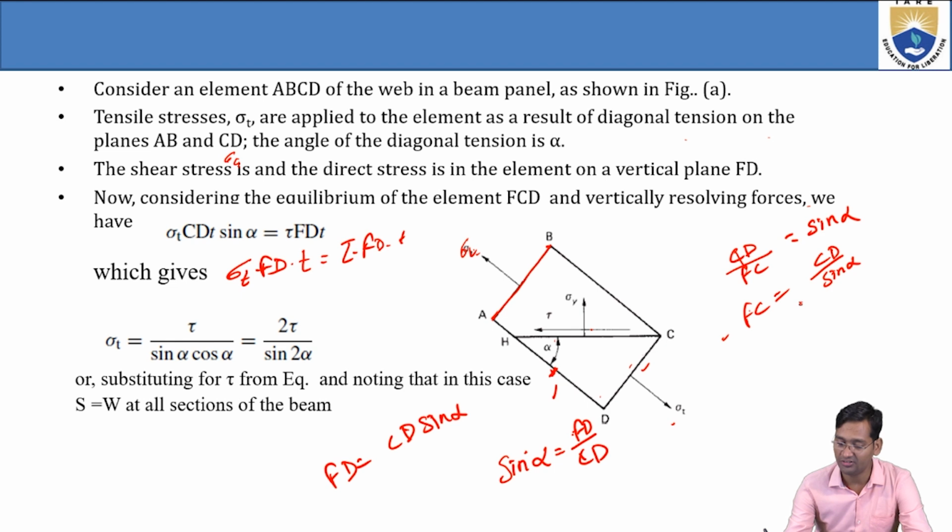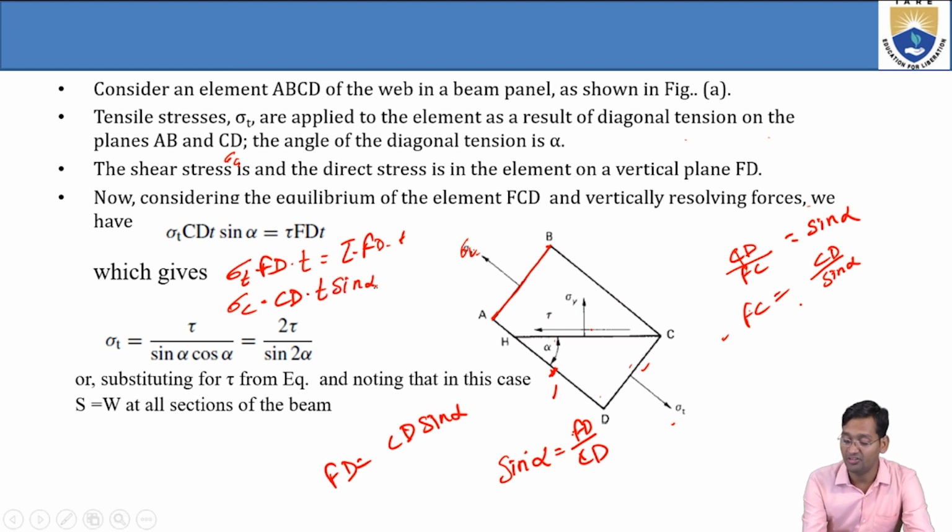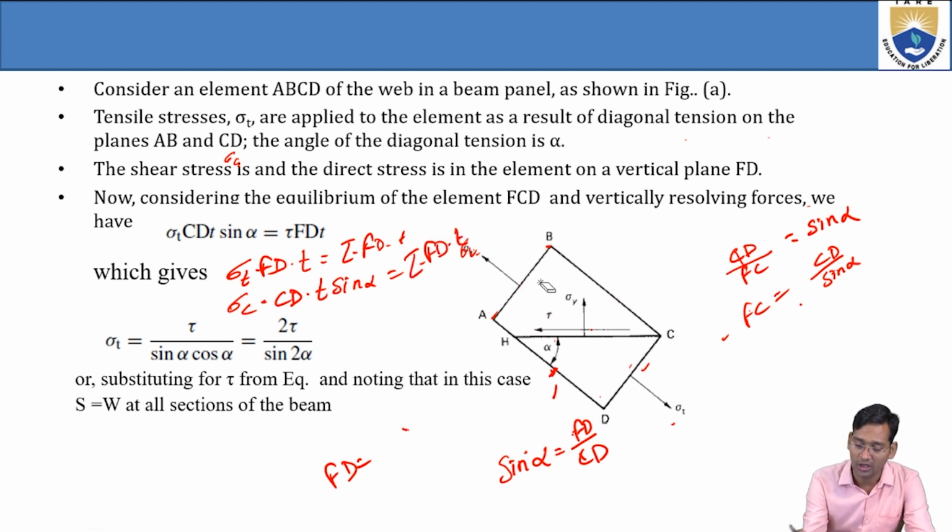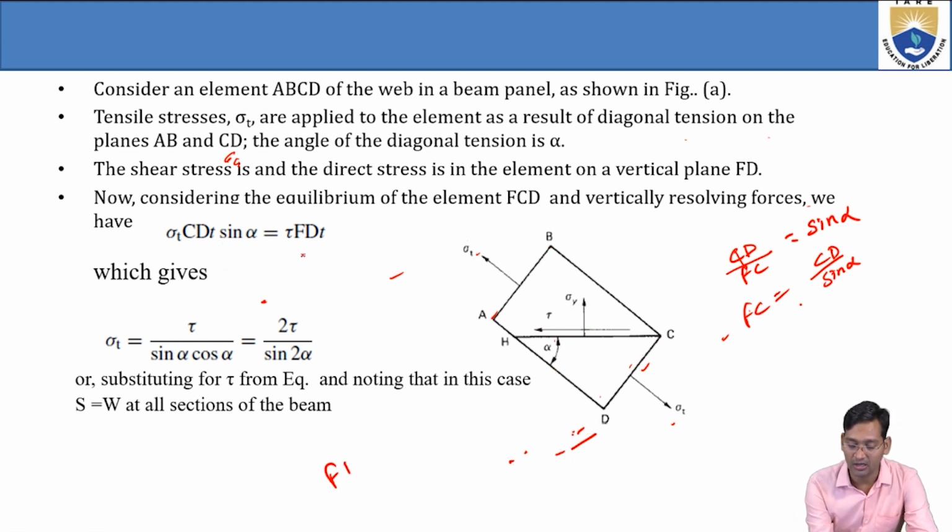Okay. So now similarly FC. After changing this, what can we write? Sigma C into CD into T sine alpha. For the first case, that is for equilibrium, should be equal to tau into FD into T. So now we have sigma T equals tau into FD into T by CD into T into sine alpha. From this one, we found sigma T in terms of tau.